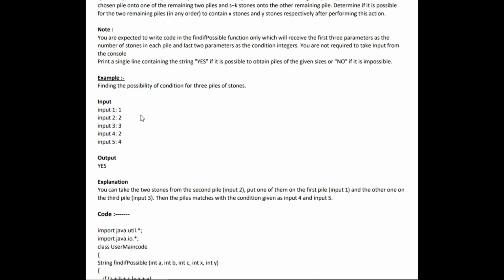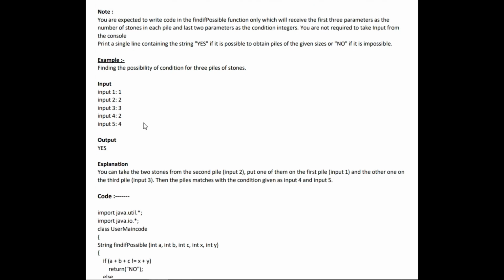Finding the possibility of condition for 3 piles of stones. Input 1, input 2 and input 3 are the 3 piles of stones, which are given as 1, 2 and 3. So the first input, that is pile 1, has only 1 stone, the second input has 2 stones, and the third input, the third pile, has 3 stones. Now the fourth input and the fifth input are the given sizes which we have to check if it's possible out of the first 3 piles of stones.